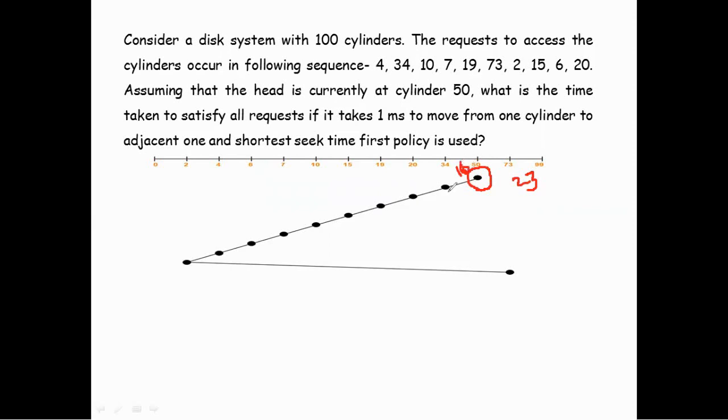Hence, the request for 34 will be served, then the request for 20 will be served, then the head moves to 19, the head moves to cylinder number 15, then to 10, 7, 6, 4 and 2. Still 73 is not served. 73 alone is pending. So from 2, obviously 73 will be served. This is the way how SSTF works for the given problem.